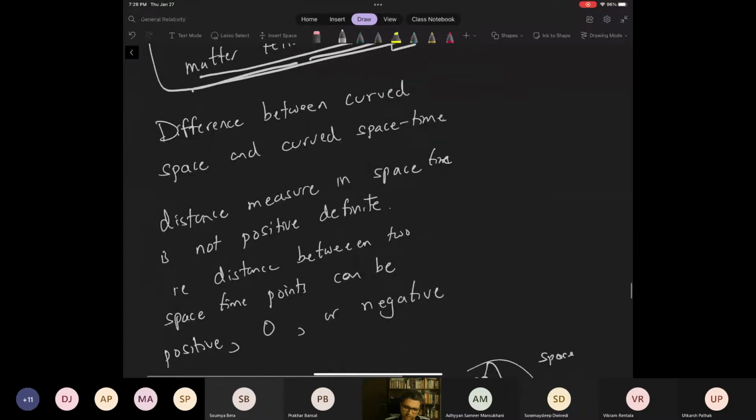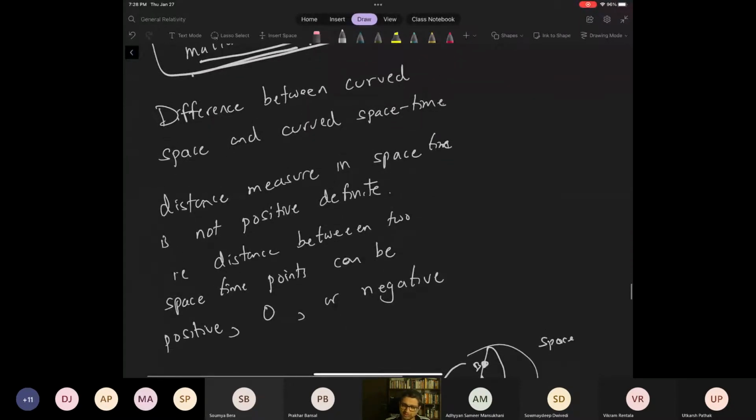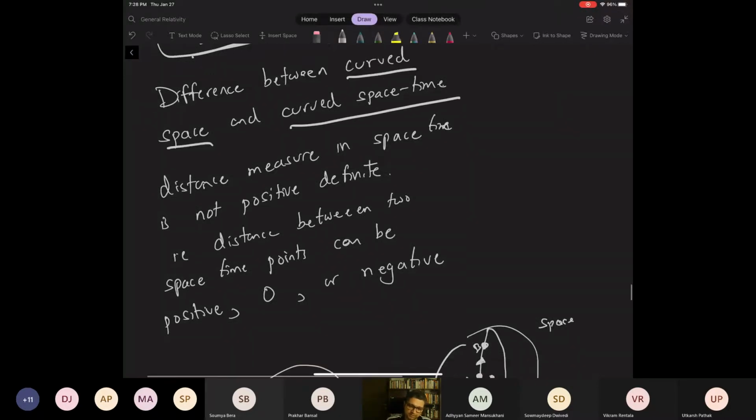So, as I mentioned earlier, there's one big difference between curved space and curved space-time, which is that the distance squared measure in space-time is not positive definite or semi-positive definite. That is, the distance between any two points can be positive, it can be 0, or it can be negative. The distance between any two points in Euclidean space is always positive. In a curved space-time, it can be positive, 0, or negative, just like in Minkowski space.